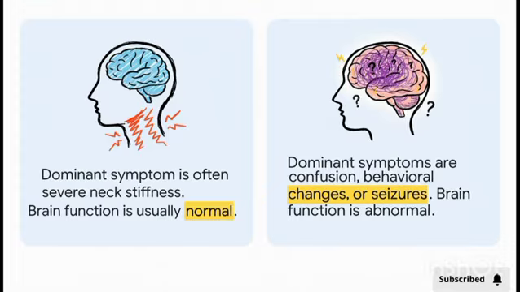With meningitis, the brain itself is usually functioning okay. The big screaming symptom is that neck stiffness, the sign of irritation around the brain. But with encephalitis, it's the total opposite. The main feature is abnormal brain function. That's the confusion, the personality changes, the seizures.